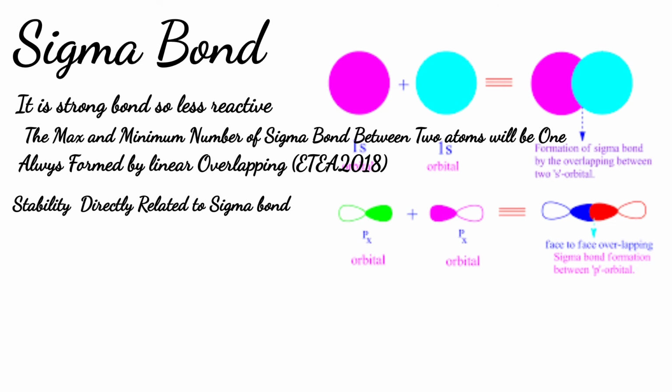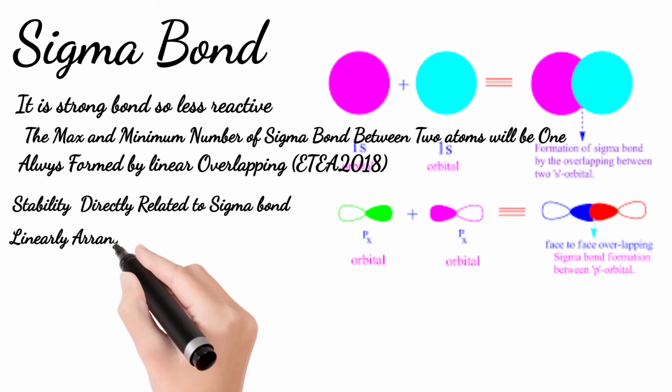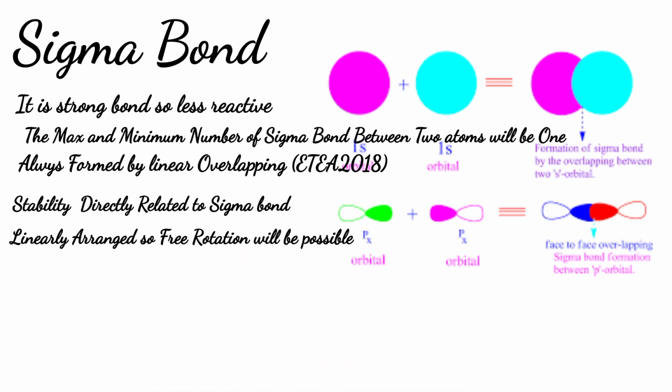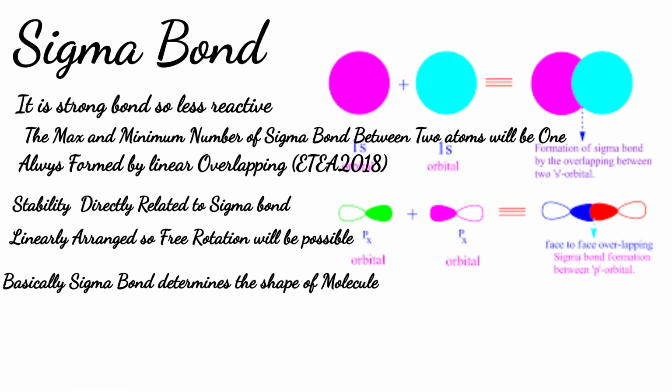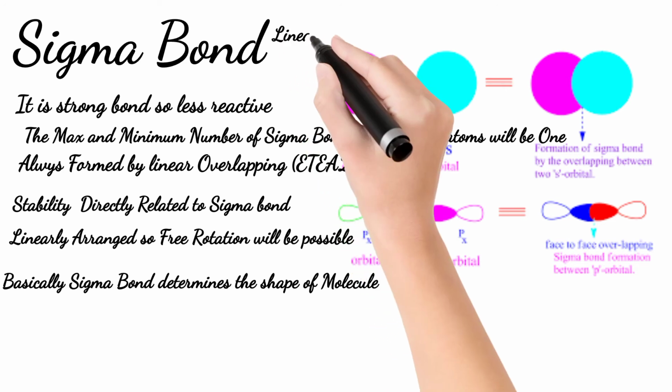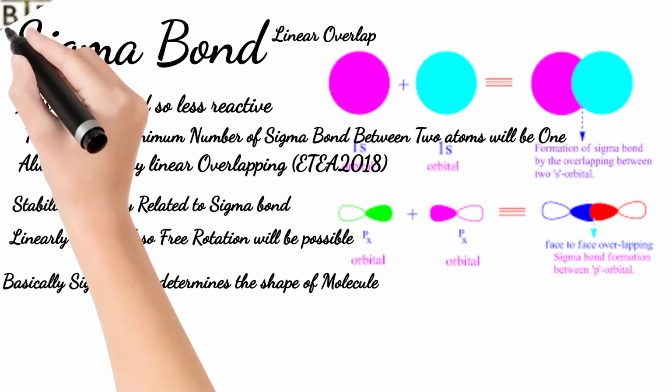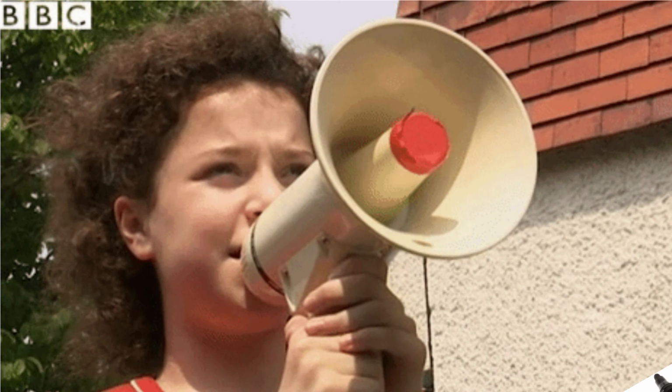Stability is always directly proportional to the number of the sigma bonds. As the number of the sigma bonds increases, stability increases. Linearly arranged atoms are present in the sigma bond, so free rotation is possible. Basically, the sigma bond determines the shape of the molecule because it doesn't change the bond length of the molecule. The bond length of the molecule remains constant.